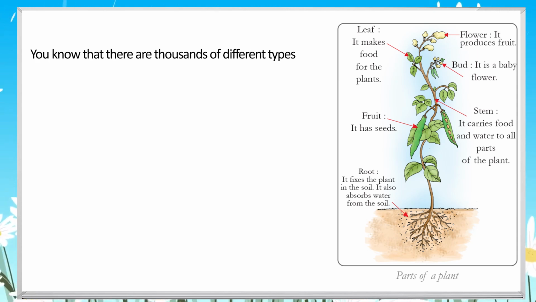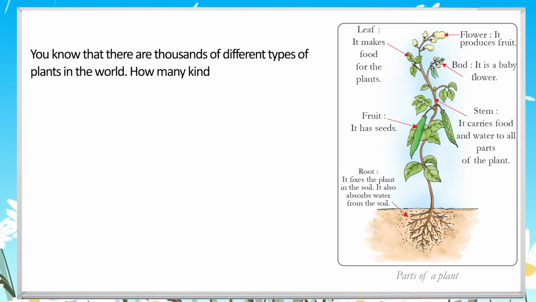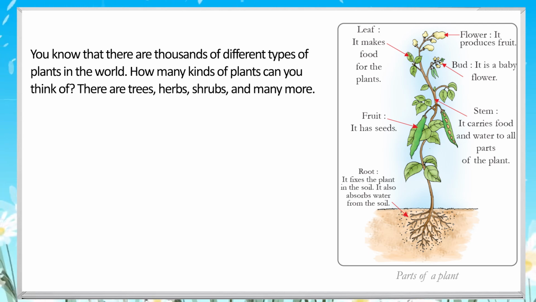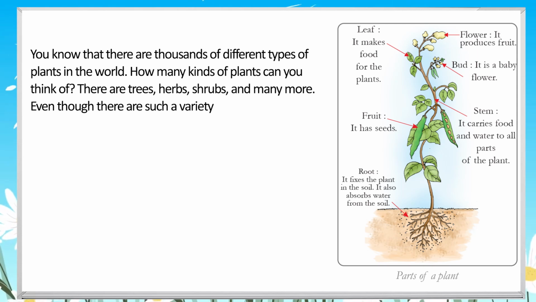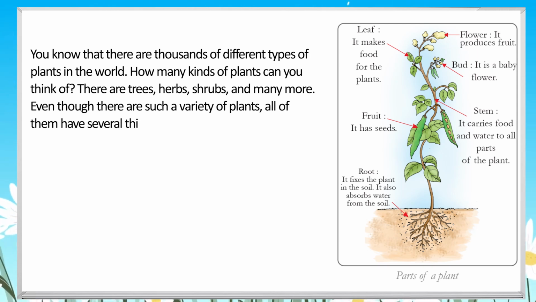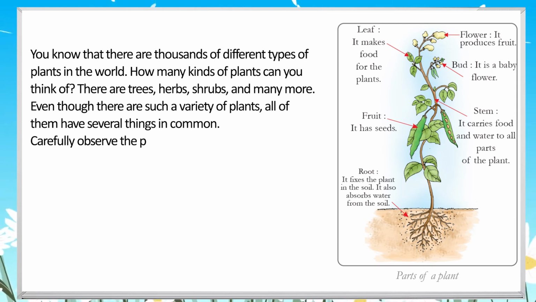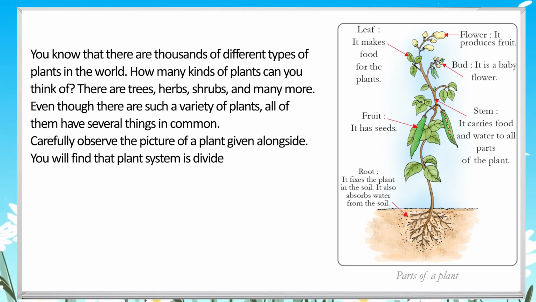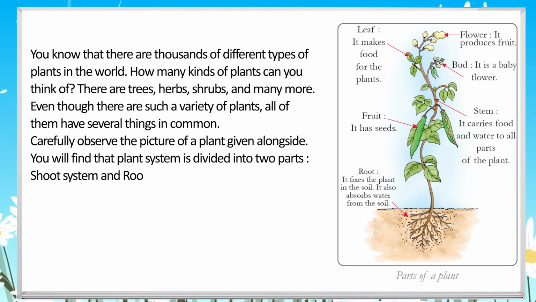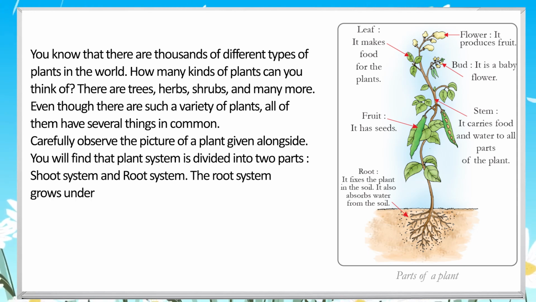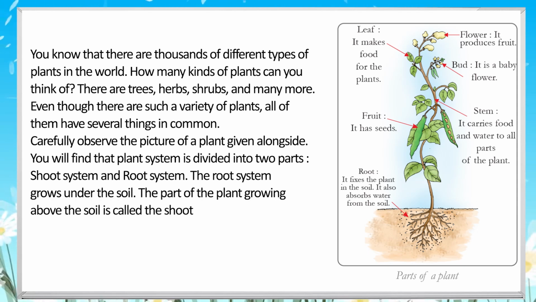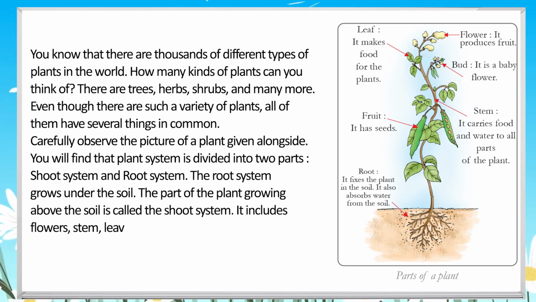You know that there are thousands of different types of plants in the world. How many kinds of plants can you think of? There are trees, herbs, shrubs, and many more. Even though there is such a variety of plants, all of them have several things in common. Carefully observe the picture of a plant given alongside. You will find that the plant is divided into two parts, the shoot system and the root system.